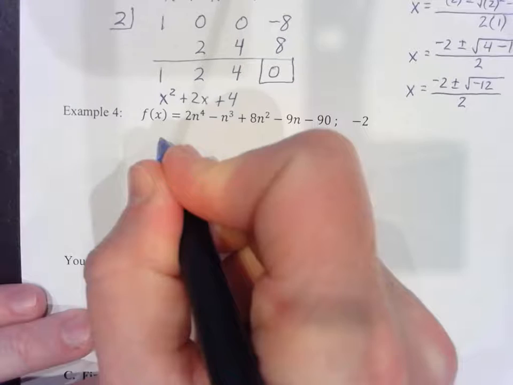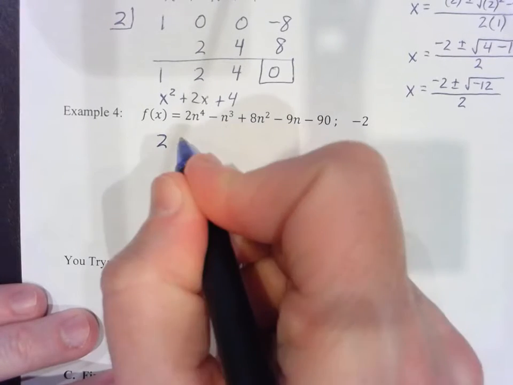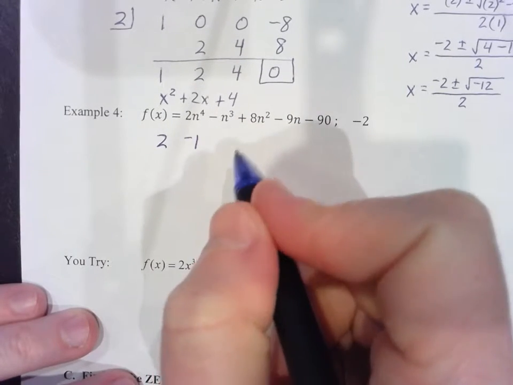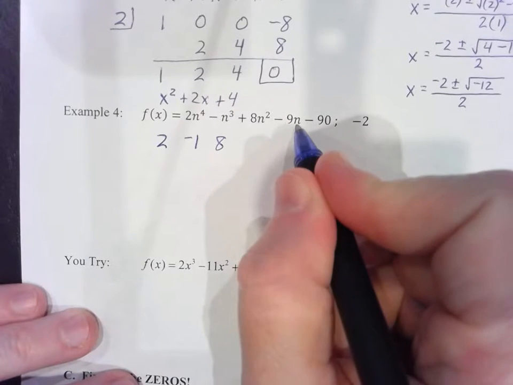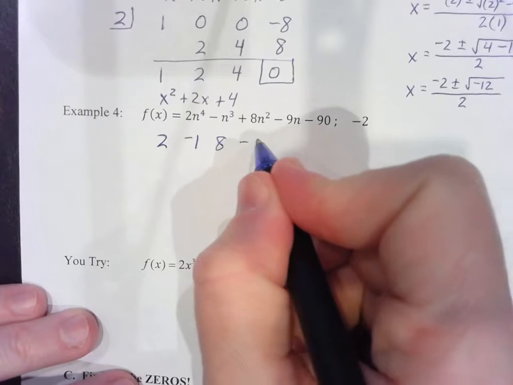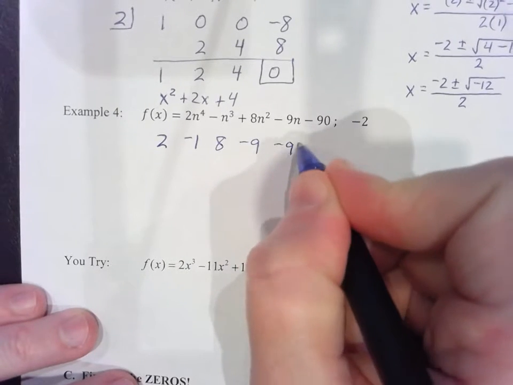So n to the fourth is 2. N to the third is a coefficient of negative 1. N squared has a coefficient of 8. N has a coefficient of negative 9. And the constant is negative 90.